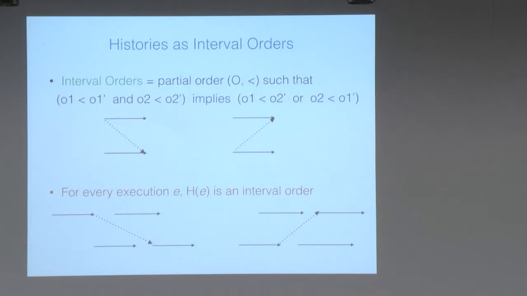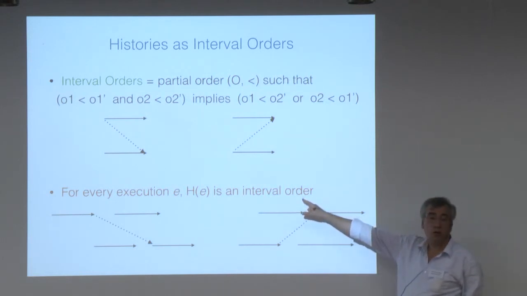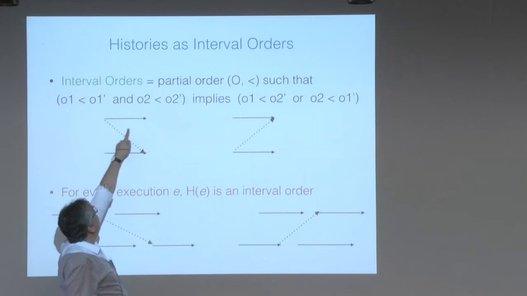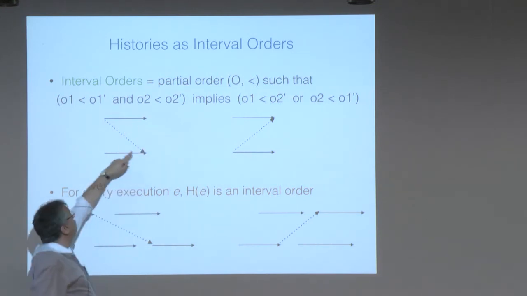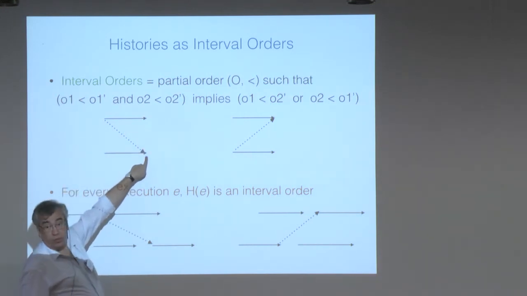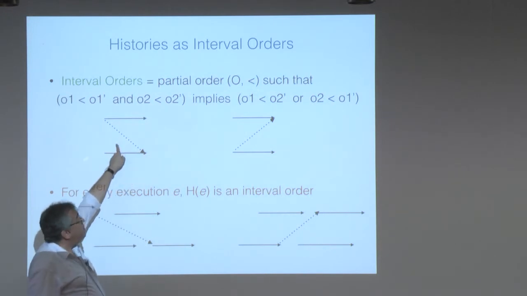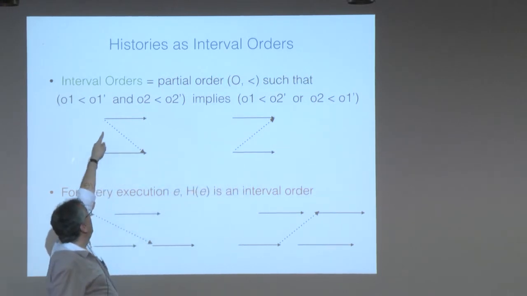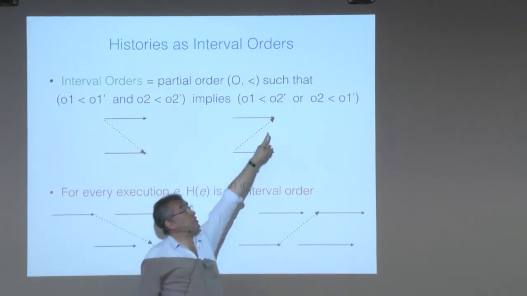in fact, you can prove that every execution of the libraries that we are interested in is a special kind of order called an interval order. What is an interval order is what is shown there. Whenever you have four events, O1 is smaller than O1 prime, and O2 is smaller than O2 prime, then necessarily you have either this picture or that picture. Necessarily this one is smaller than that one, or that one is smaller than this one.